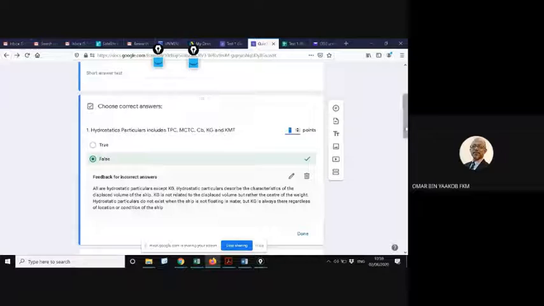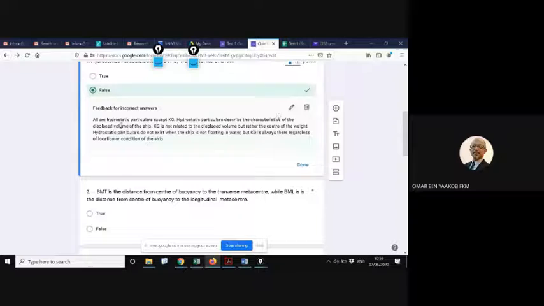Hydrostatic particulars describe the characteristics of the displaced volume of the ship. KG is not related to the displaced volume of the ship, but rather the center of weight. So KG is something residual. Hydrostatic particulars do not exist when the ship is not floating in water, but KG is always there, regardless of location or condition of the ship. You take the ship to Mount Everest also, it has a KG.